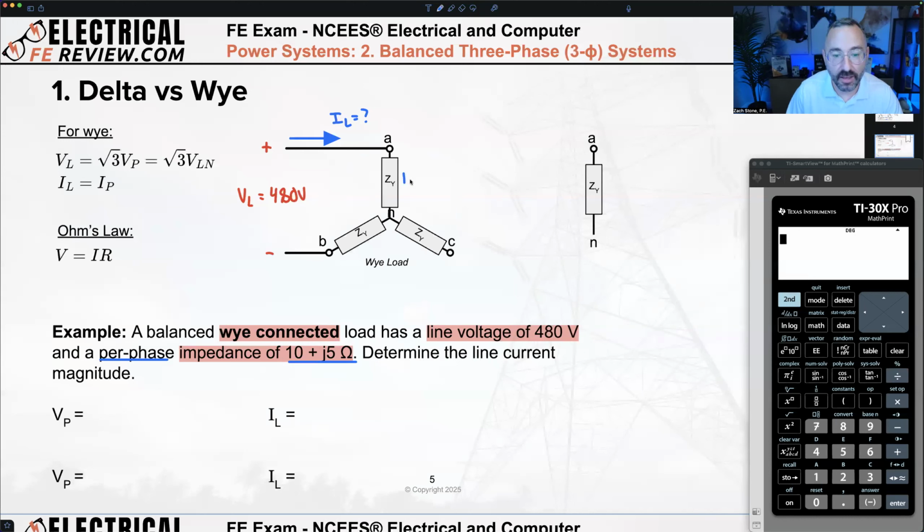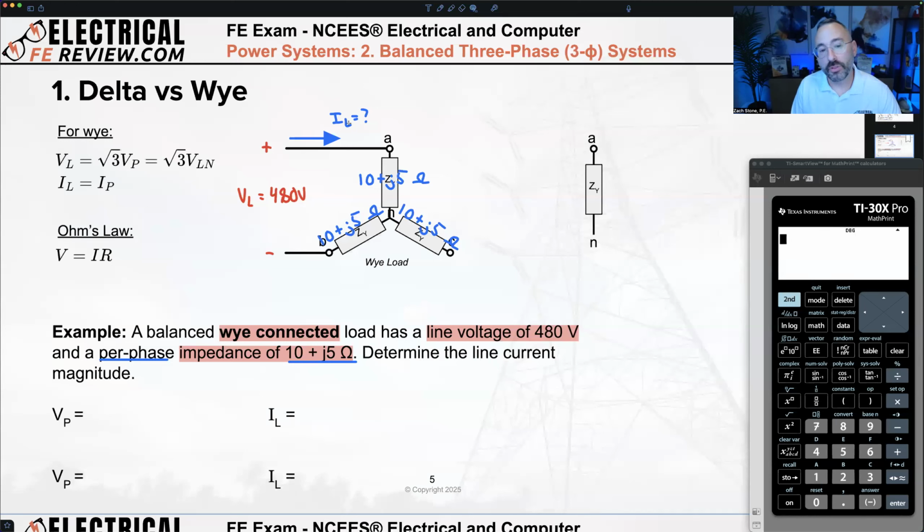That means I've got 10 plus j5 ohms for Z_Y from A to neutral. I've got the same value of 10 plus j5 ohms for Z_Y from B to neutral. And I've got the same 10 plus j5 ohms on C phase for Z_Y from C to neutral. This is what it means by a balanced load. The impedance is the same in each A, B, and C phase.